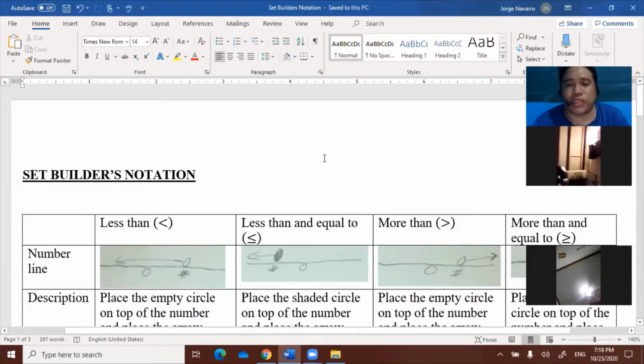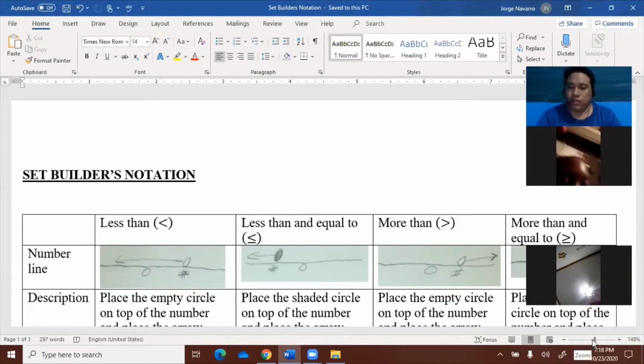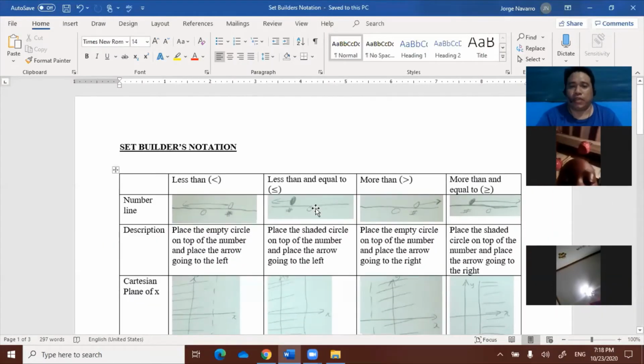So set builder's notation, we said that there are, of course, 4 inequalities, which are less than, less than and equal to, more than, and more than and equal to. And so we're going to look at each one and their characteristics and descriptions when these are placed in their different forms. So let's begin with the number line.